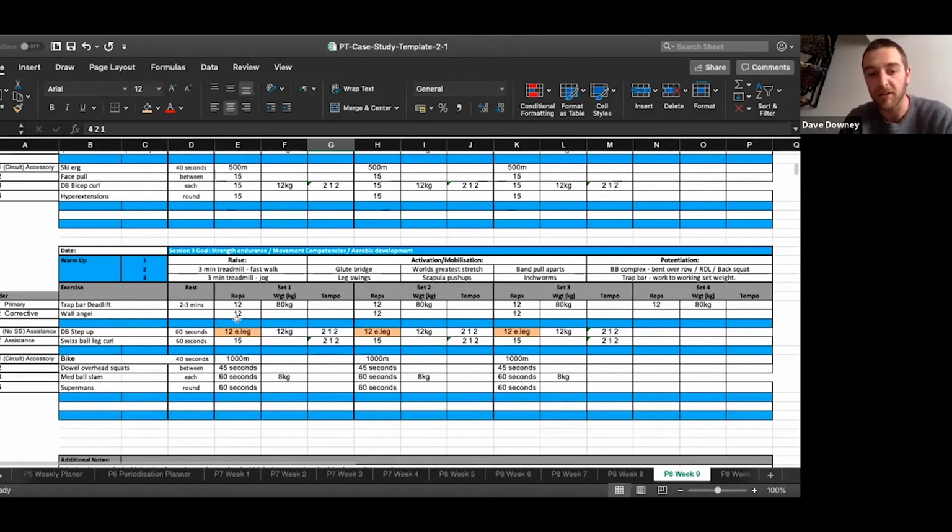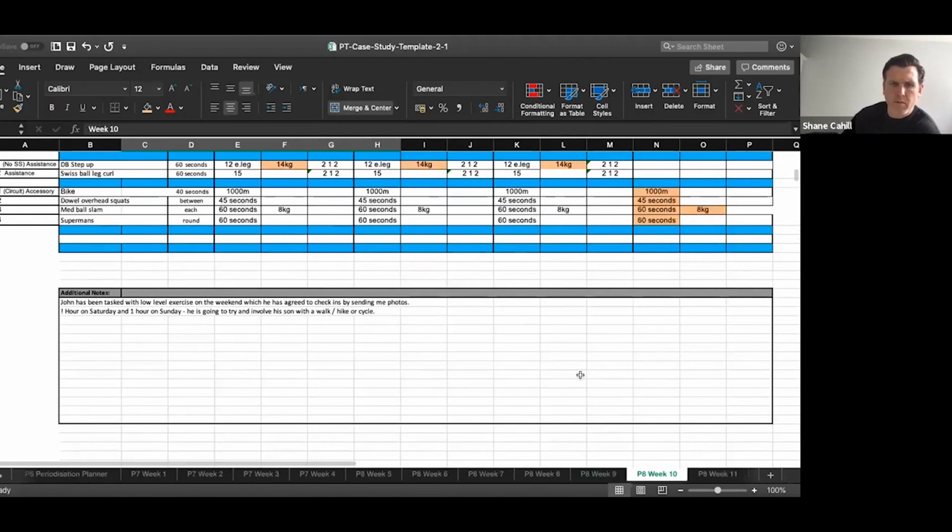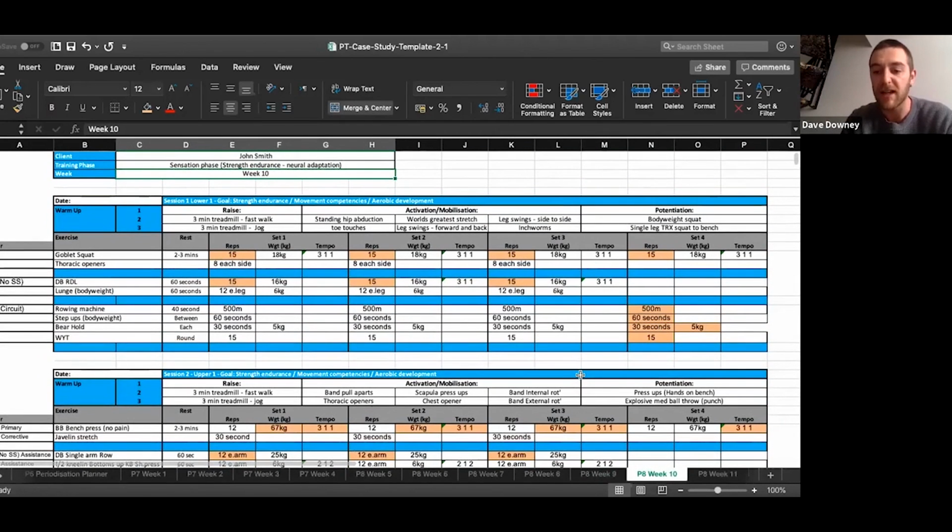And here the only increase we've got is a little bit more reps. So you can see as we go along, it's not premeditated. It all moves with how the client is actually giving you feedback on what's happening.